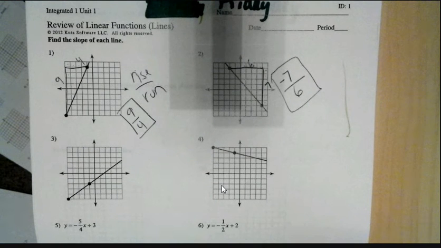3 and 4 are exactly the same. Go ahead and try 3 and 4 now.